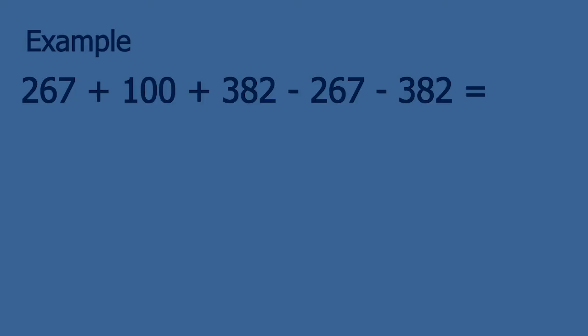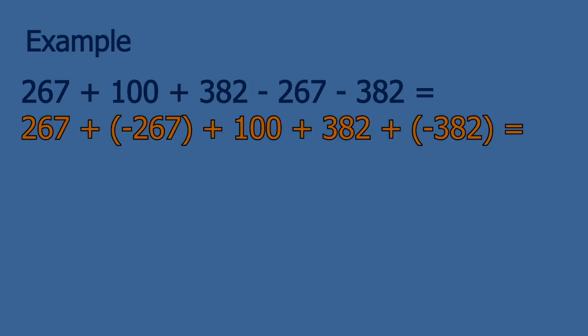So with a problem like this, we have 267 plus 100 plus 382 minus 267 minus 382. Instead of going from left to right, which seems like the only way we can go about it, we can actually rewrite the problem and take advantage of these two properties. Now we have 267 plus negative 267 plus 100 plus 382 plus negative 382. Okay, well now this makes our calculation that much easier. Look, the first section is now just 0 because 267 plus negative 267 is 0.